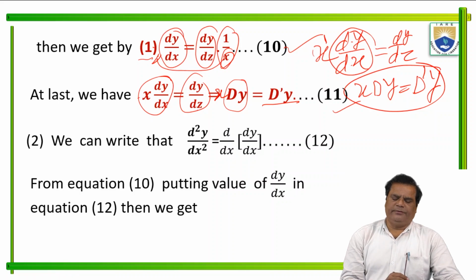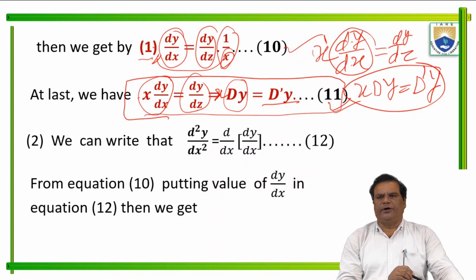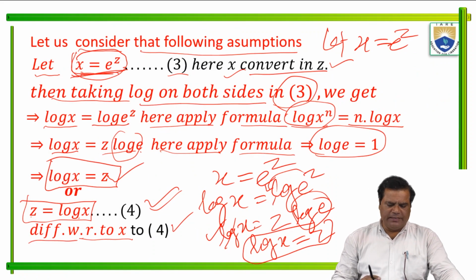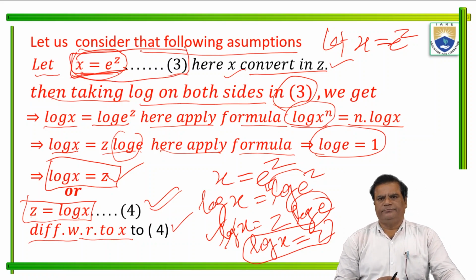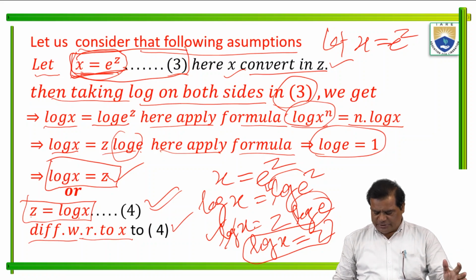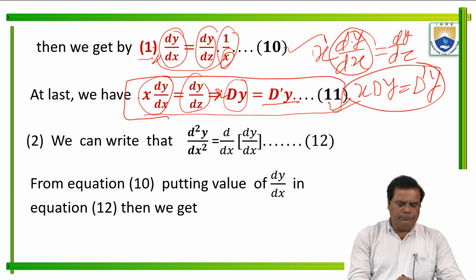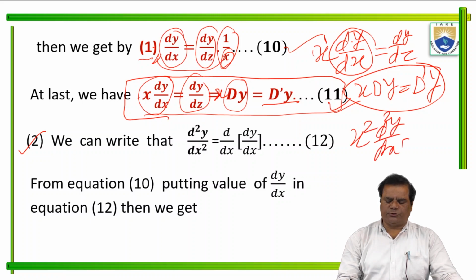This is equation 11. Equation 11 is an important equation. In our question, we apply only equation 11. This equation is important, and x equals e to the power z, equation 3, is also important. Equation 3, next equation 11, we use in our question. Now, number 2, we find the value of x square d2y over dx2.